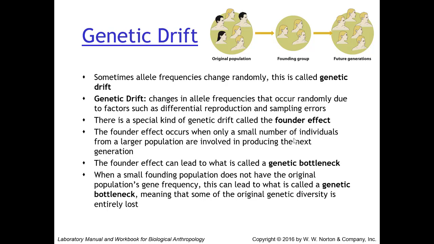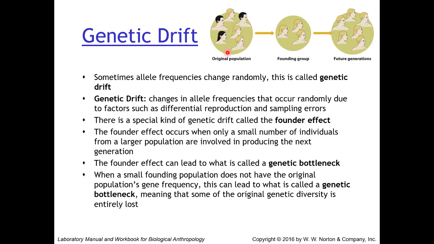In cases of the founder effect, the founders, or the individuals involved in reproduction separate from the original larger population, do not necessarily represent the larger population's allele frequency. So when these founders reproduce, they don't generate the original larger population's allele frequency, and in effect, they jumpstart genetic drift, right?